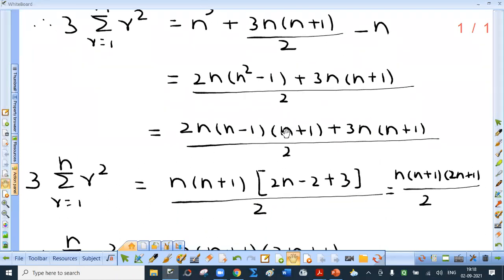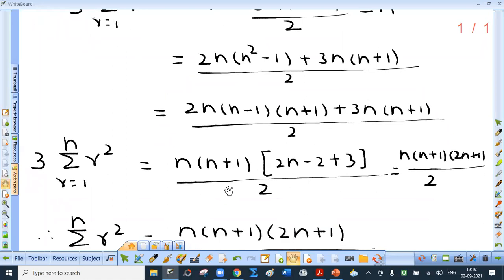Now what can be taken common? n into n plus 1 can be taken common. n into n plus 1. So in bracket, what remains is 2 times n minus 1. That is 2n minus 2. Now this is taken common. So plus 3. And therefore n into n plus 1 into 2n plus 1 upon 2.